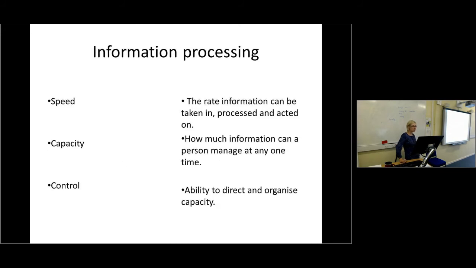And information processing, we talk about speed, capacity and control. So the speed is how much information will be taken in and processed. The capacity is how much can they manage at any one time. And control, how can they direct and organise their information processing capacity.